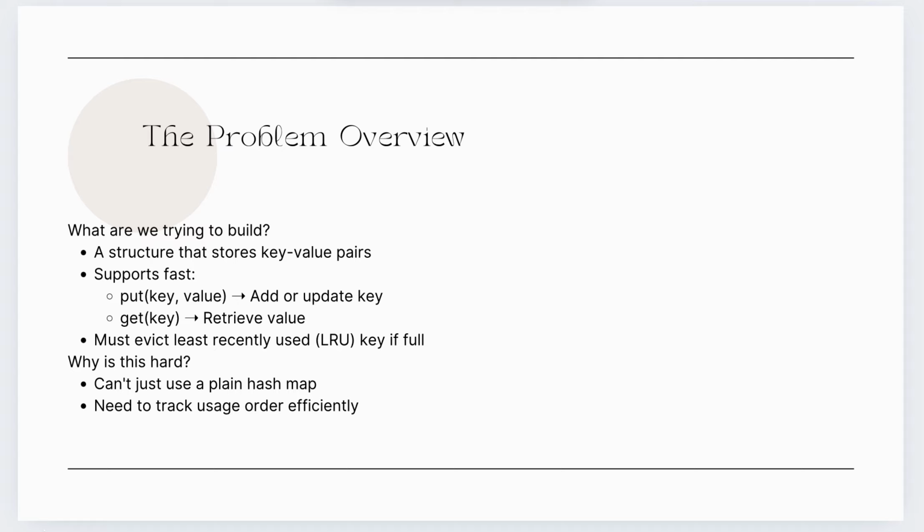We are storing key value pairs very similar to what a hash map does. The twist here is we are limited by a fixed capacity. If we go over the capacity, we can't randomly remove keys. We must remove the least recently used key. And once we remove the least recently used, we need to remember which one comes next in line. So we must track usage order.